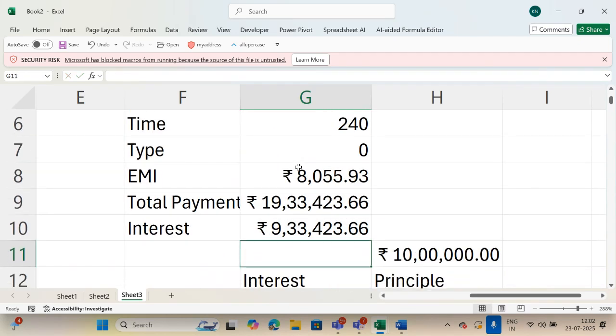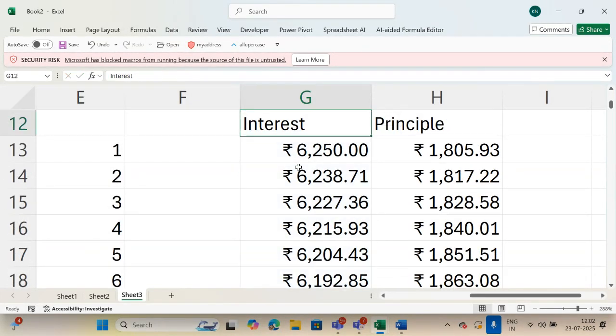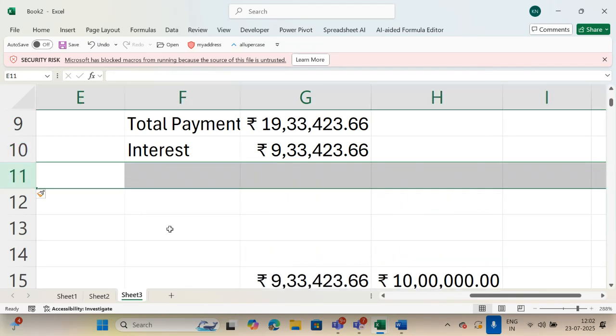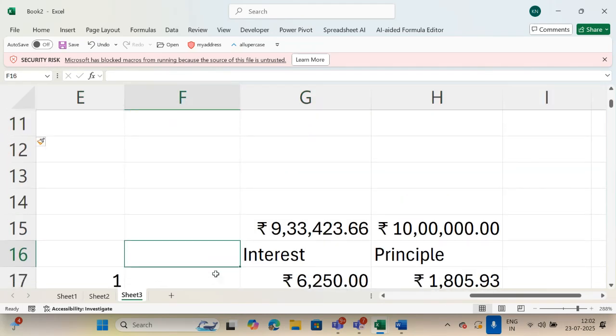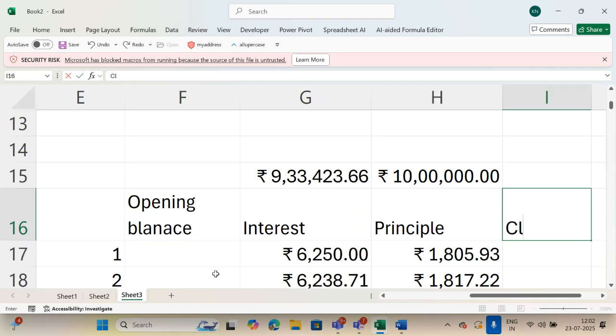Because see, you are paying over 20 years, so almost you have to pay double the amount. It is equal to the sum of calculated interest. See, both are the same, na? Opening balance and closing balance.